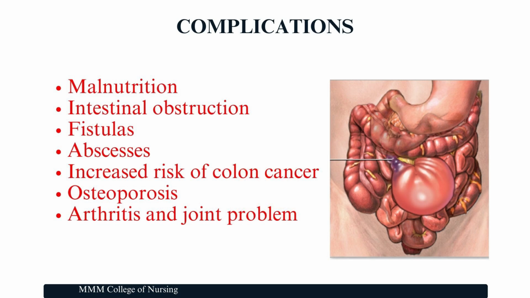Next we'll move into the complications of Crohn's disease. So first one is the common complication, malnutrition, because the small intestine will not absorb the nutrition, finally it ends up with malnutrition. And the next one is intestinal obstruction, which could be fatal, and it can form fistulas. Fistula, as you all know, is an abnormal connection between the intestine and other organs, and finally it can develop an abscess, that is formation of pus. And Crohn's disease could also increase the risk of colon cancer. Other complications are osteoporosis and arthritis, because of the malabsorption of nutrients.